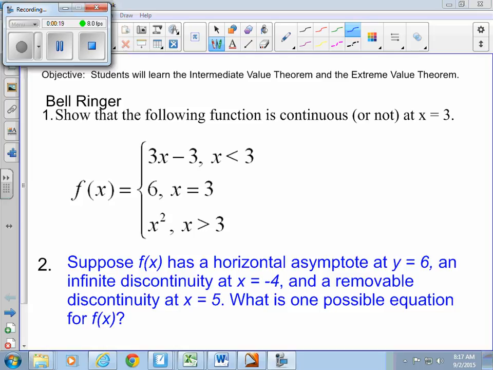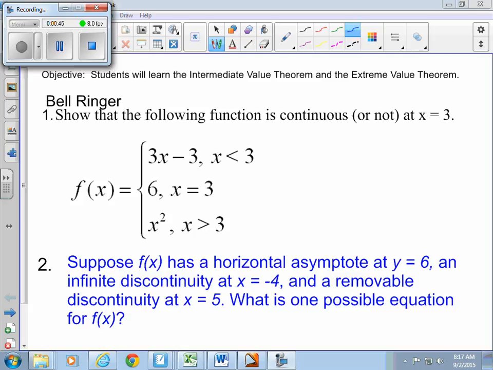Before I do any work, I'm going to run through this in my brain, right? So what am I going to do in my brain before I show it or justify it? I know 3x minus 3 is continuous. I know 6 and x squared are continuous. The only place I'm concerned with is 3. So I'm going to put 3 in at the top.